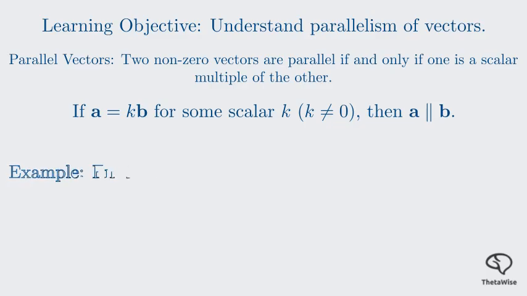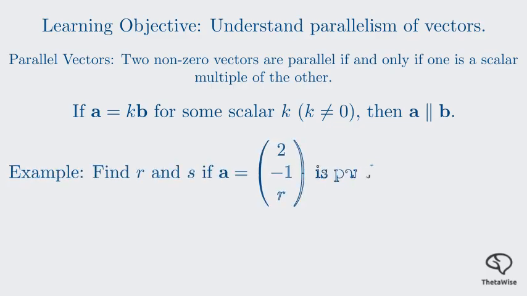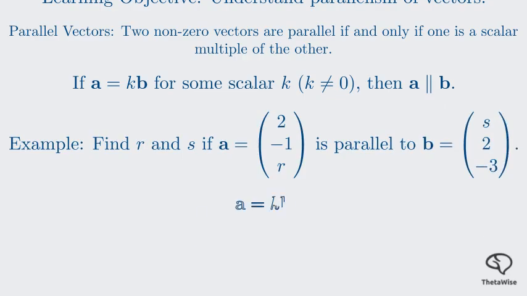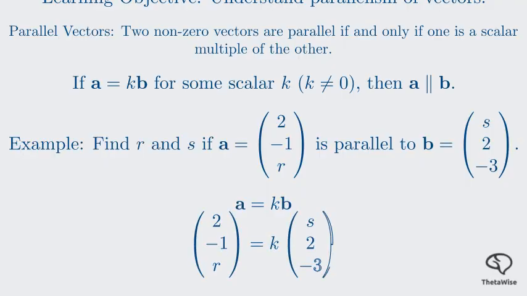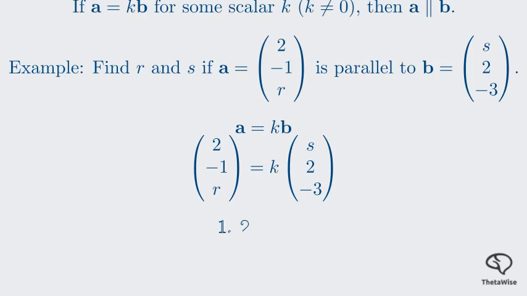We are given 2 parallel vectors, A and B, with some unknown components r and s. Since they are parallel, we can write A equals k times B. In component form, this means the vector 2, negative 1, r equals k times the vector s, 2, negative 3. To find our unknowns, we can form an equation for each component. Equating the x, y, and z components gives us a system of 3 equations. 2 equals k times s, negative 1 equals k times 2, and r equals k times negative 3.